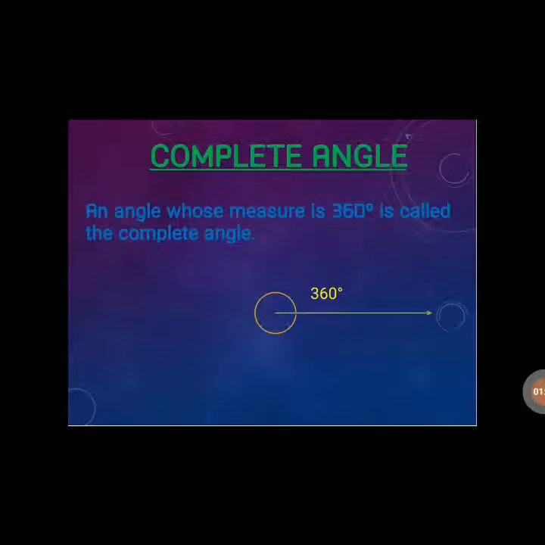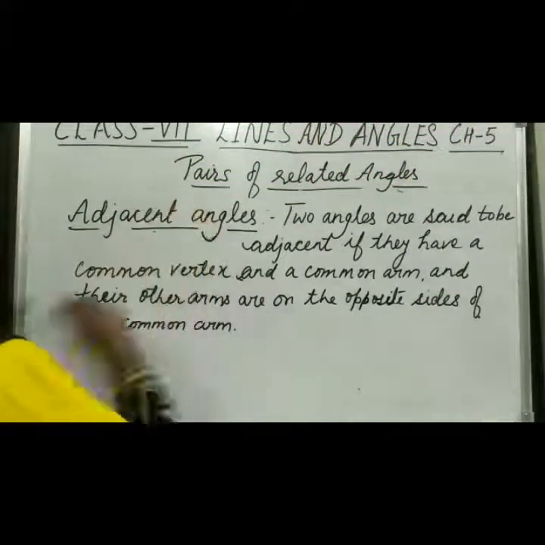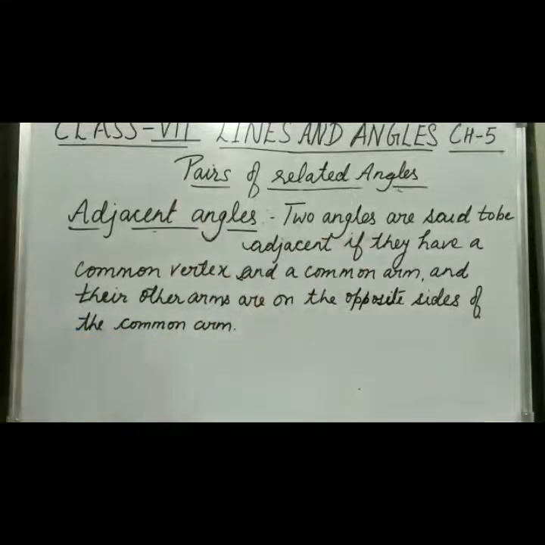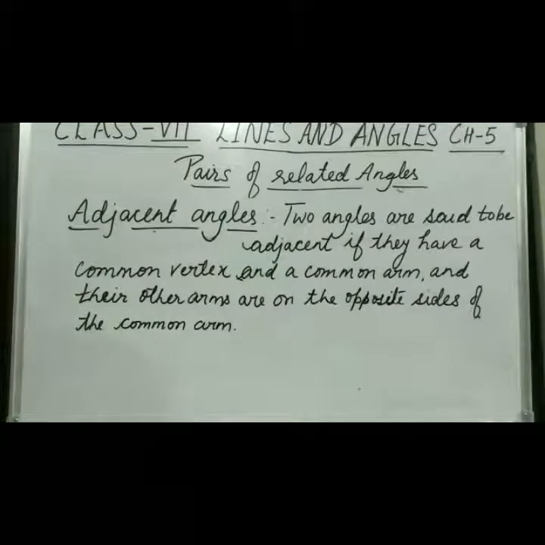Last one is complete angle. An angle whose measure is 360 degree is called the complete angle. The complete angle is always of 360 degree. Now our next topic is pairs of related angles. These related angles are based on the earlier angles we were studying.